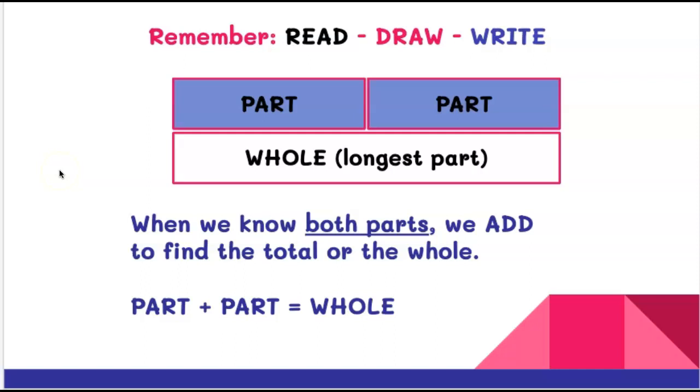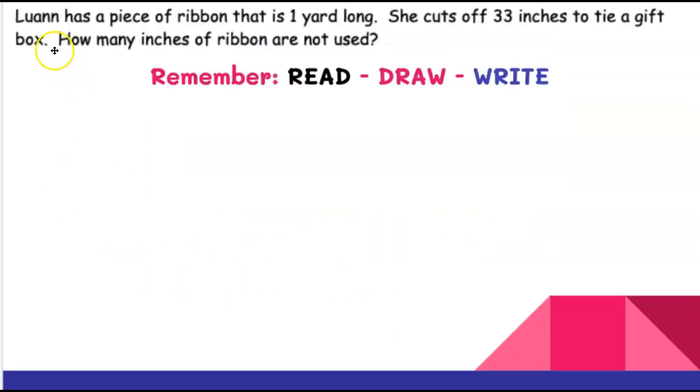We're going to do a couple together using the read, draw, write strategy. I'm going to be going through these fairly quickly, so before I move on to each new step, I want you guys to pause and solve on your own first, and then press play when you're ready to check your work. The first step is to read.